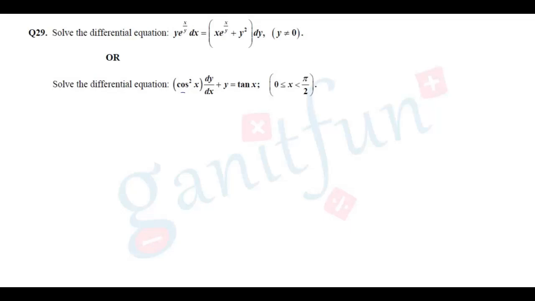In this video, we are going to solve question number 29, option 2. Now, this is basically a linear differential equation which has a form given by dy by dx plus py is equal to q, where p and q are functions of x.